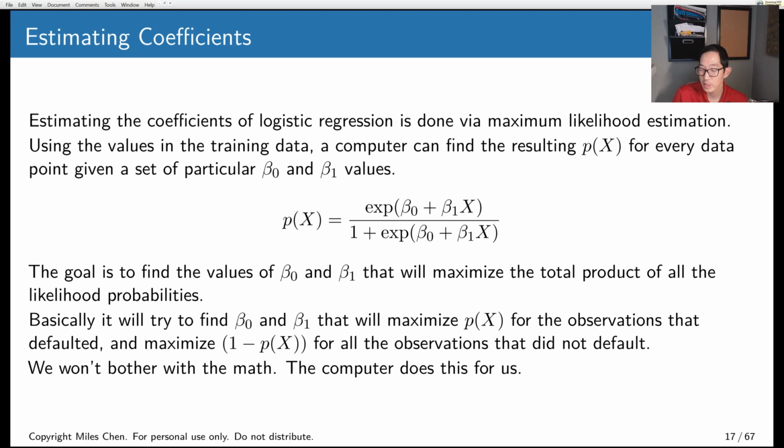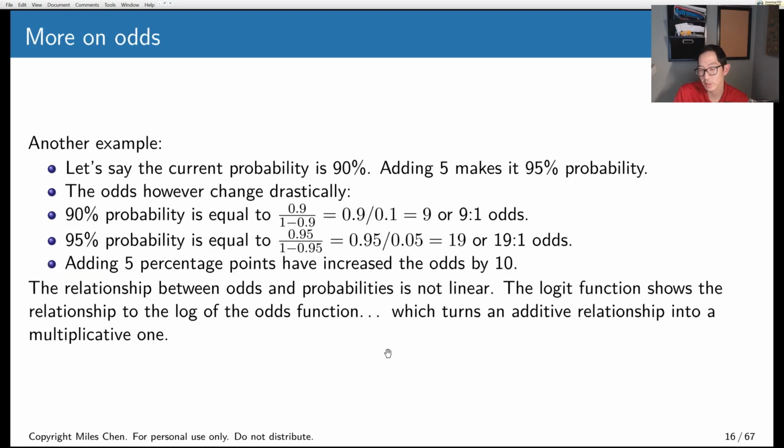I didn't put this in the slides, but going from, say, 99% probability of success to 99.9% probability of success, you're increasing the odds. 99% probability of success is basically 0.99 divided by 0.01. You have odds of 99 to 1, okay? And then 99.9% probability of success is 0.999 divided by 0.001, basically 999 odds.